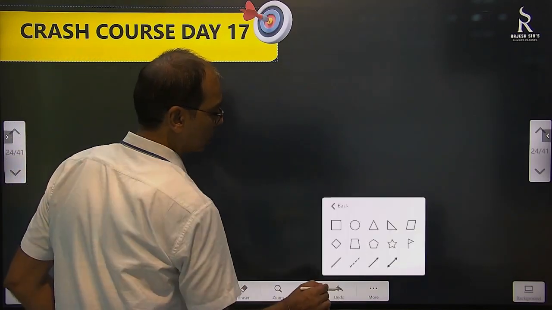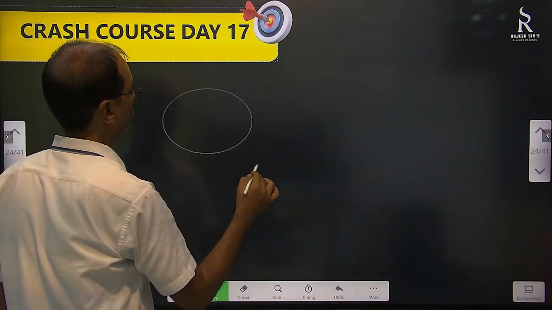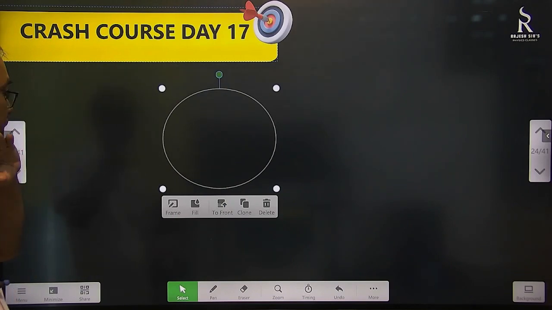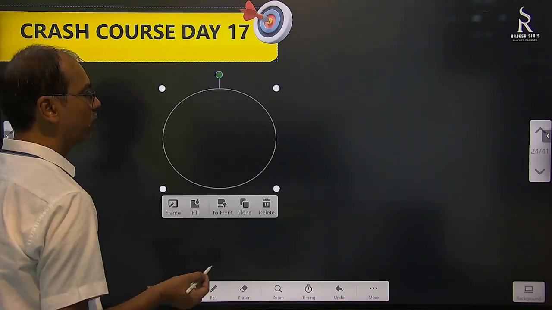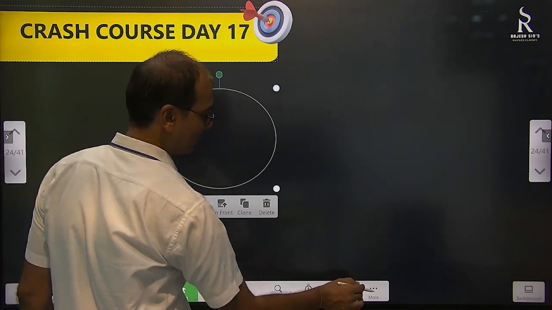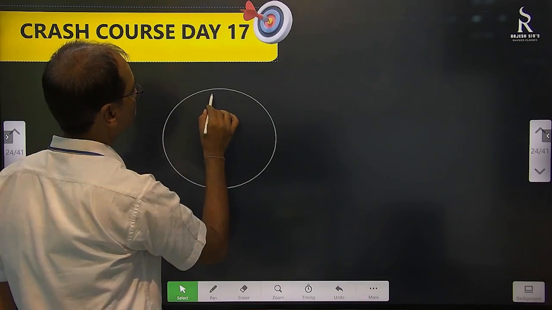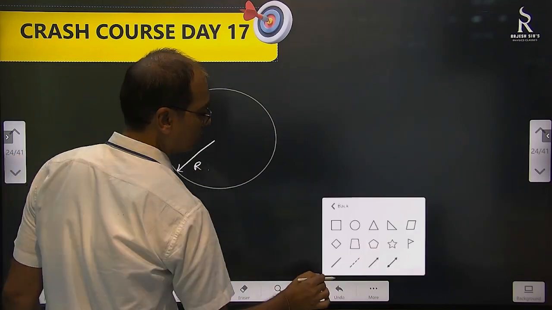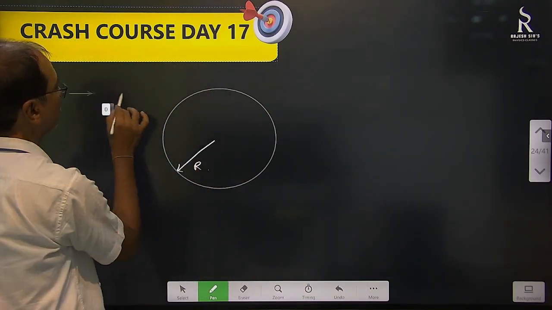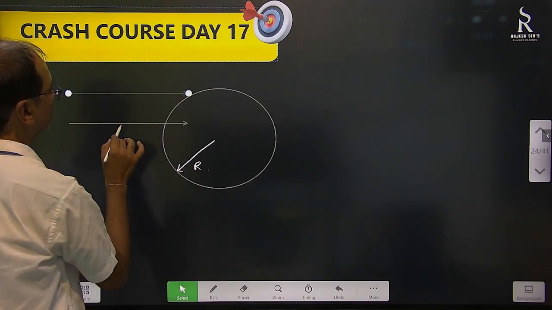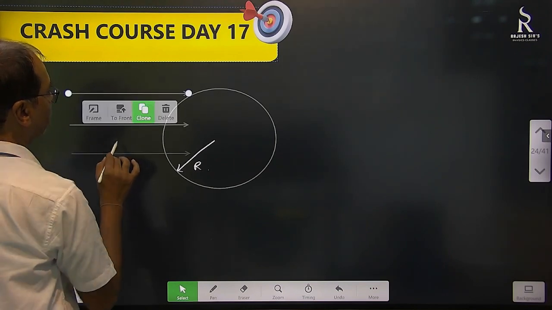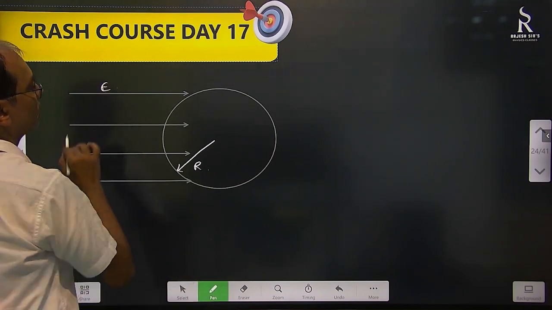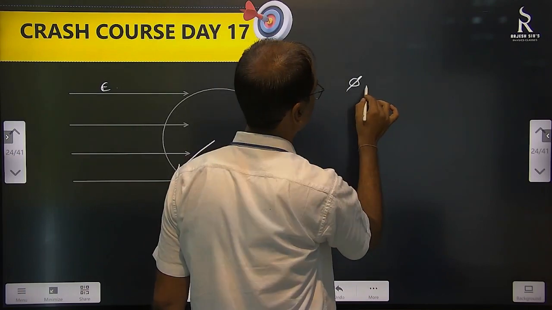Same way, another question will form. I will make one sphere. Okay, this sphere I made, and this is R. Electric lines of force are like this, and this is E. So first, what is the total flux associated with the Gaussian surface? That's zero.